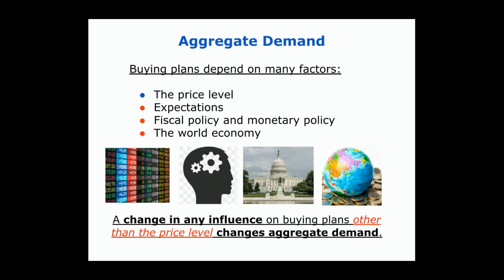So what does aggregate demand depend upon? Well, it depends upon many factors. It depends upon the price level. The law of demand holds. When the price level is higher, aggregate demand is less. When the price level is lower, aggregate demand is more. But it also depends upon other things: expectations, fiscal policy and monetary policy, and things that are happening in the global economy.